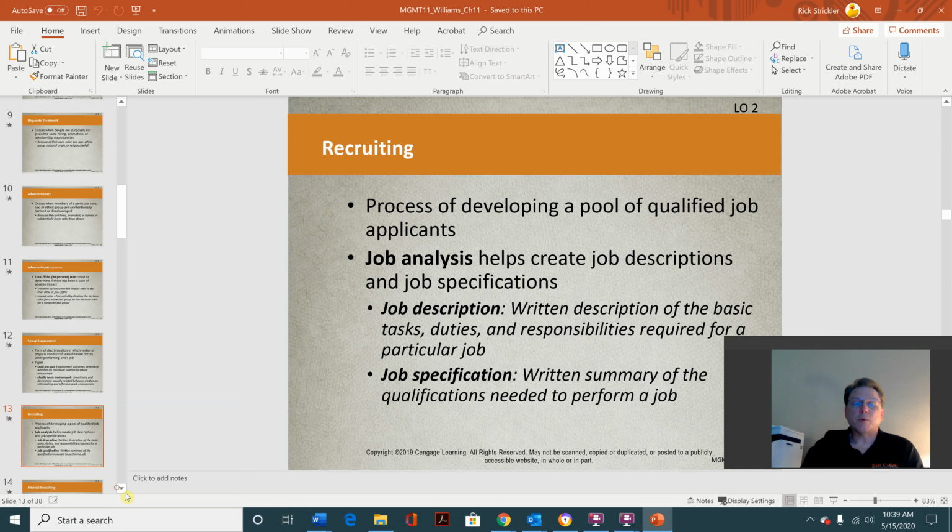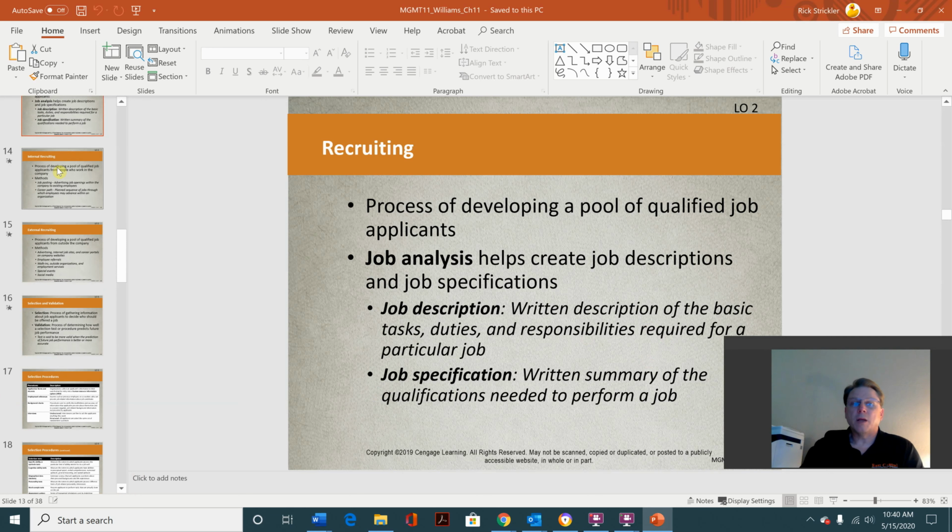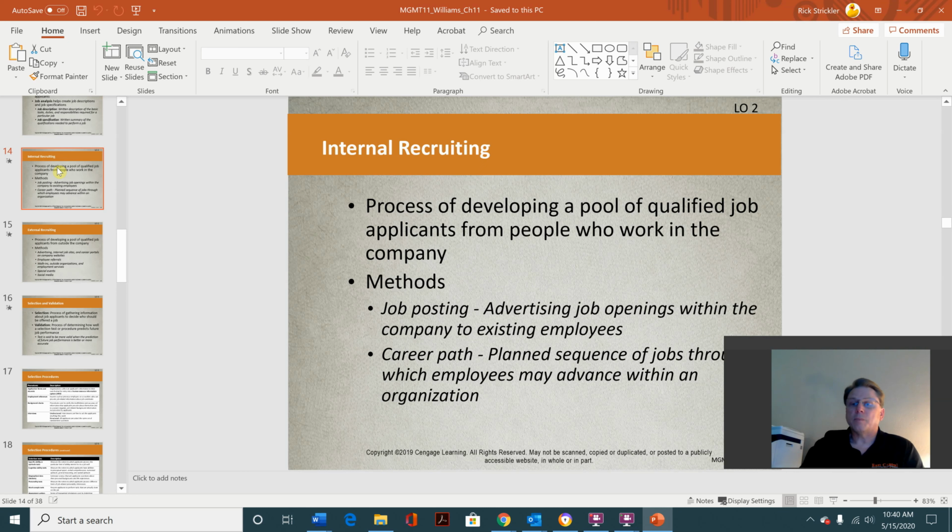Okay, so you recruit people based on the job description and job specification to find qualified people for the job. Hopefully then you will recruit people who will be able to do the job better than other people, based on their skills and experience, not based on anything that would be discriminatory.